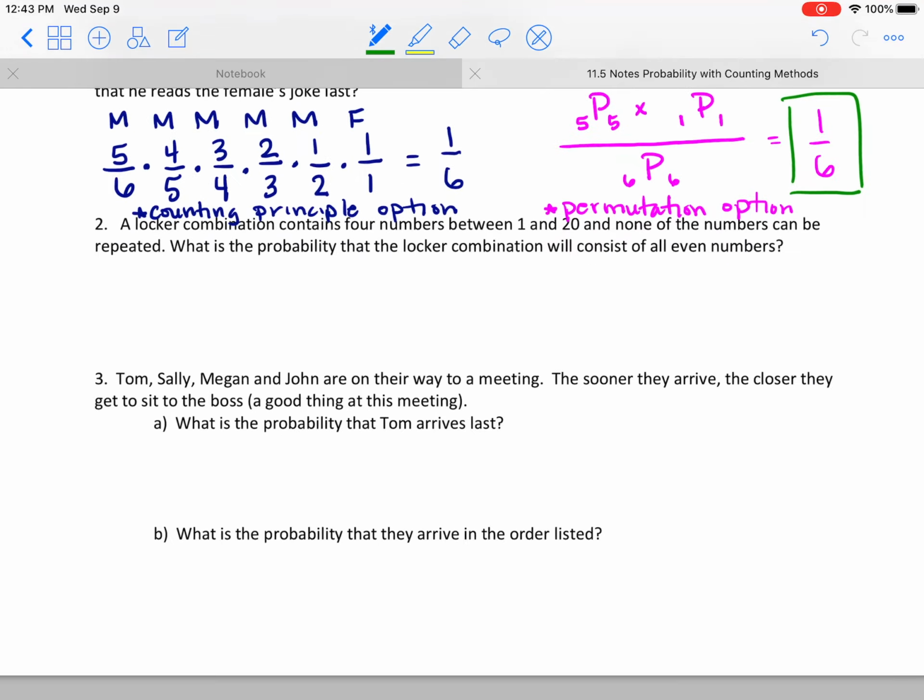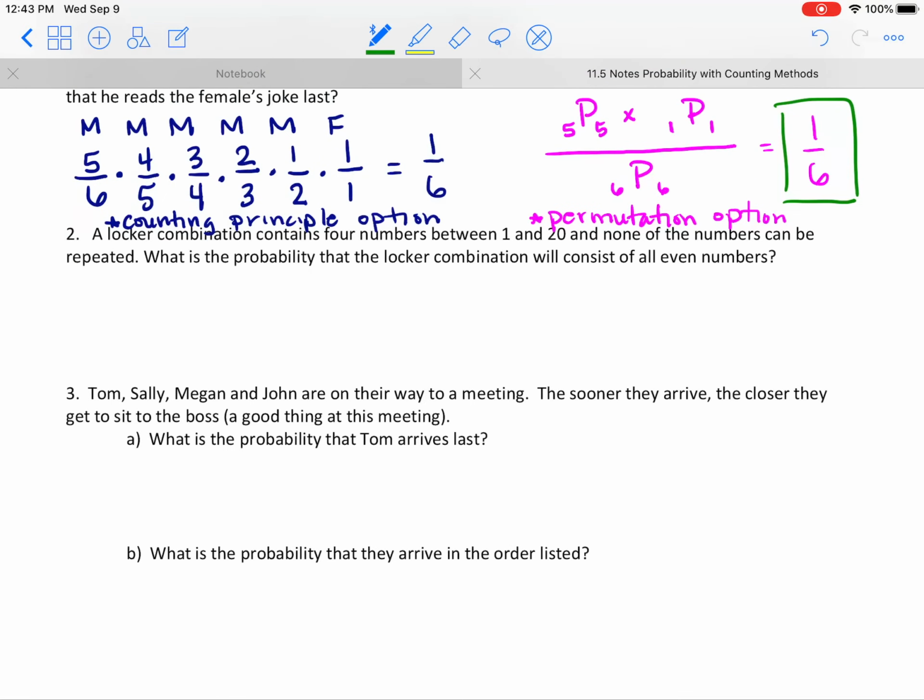Okay, so let's try another. A locker combination contains 4 numbers between 1 and 20, and none of the numbers can be repeated. What is the probability that the locker combination will consist of all even numbers?